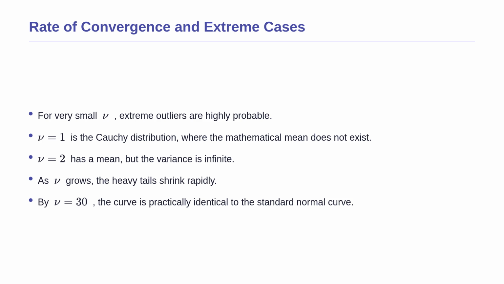Its tails are so incredibly thick that its mathematical mean does not even exist. If you try to calculate an average, the numbers swing wildly forever. When nu equals 2, the mean finally exists, but the variance is infinite. However, as nu grows, the tails shrink rapidly. By the time nu reaches 30, the t-distribution is so visually and mathematically close to the standard normal curve that statisticians simply use the normal table as a practical shortcut.